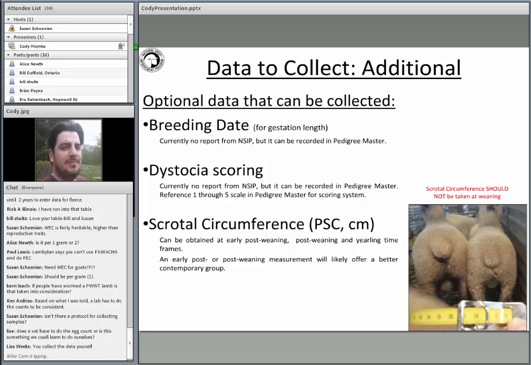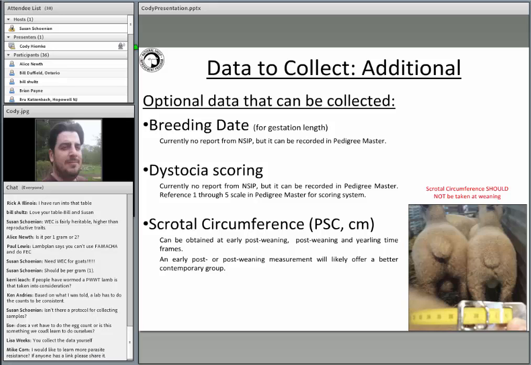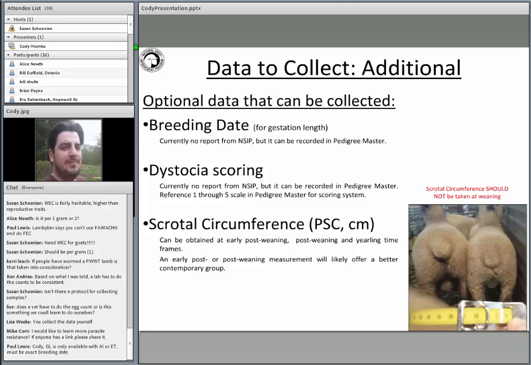Lamb Plan offers a dystocia scoring. That as well is something that I enter into my Pedigree Master. I don't get anything back yet, but at some point down the road we might. So if you're taking those notes in your lambing barn, or kidding barn, as I'm sure many people are, there is a spot to record it. Within Pedigree Master, if you click on the lambing ease button, it'll give you a 1 through 5 scale. I think 1 is unobserved and 5 was calling the vet. But that'll give you a range there.